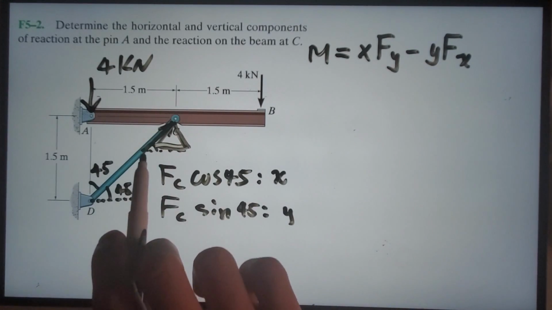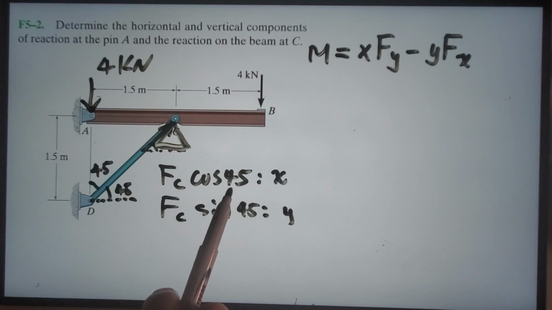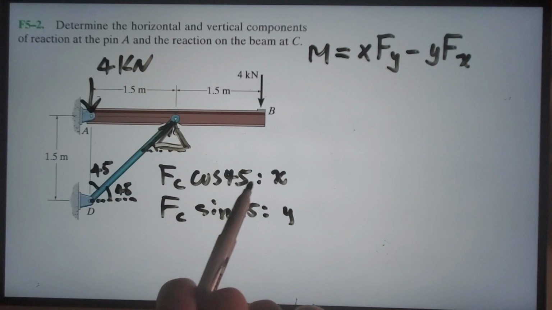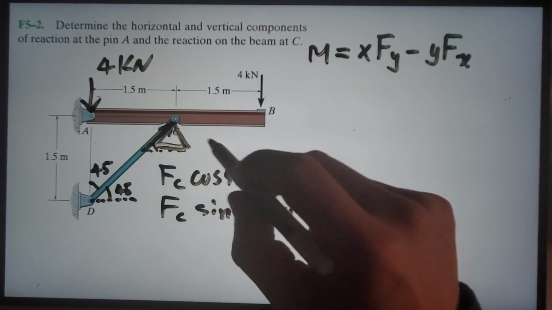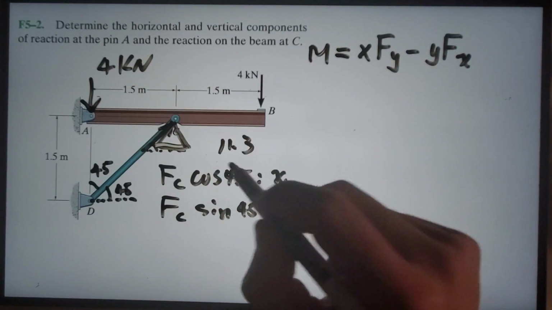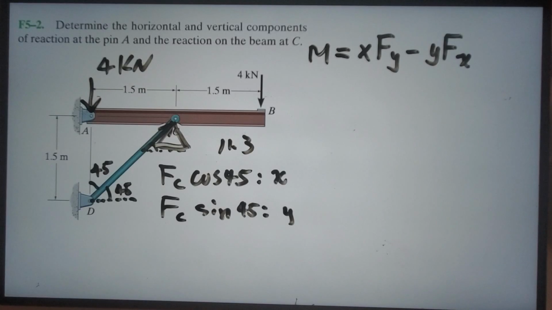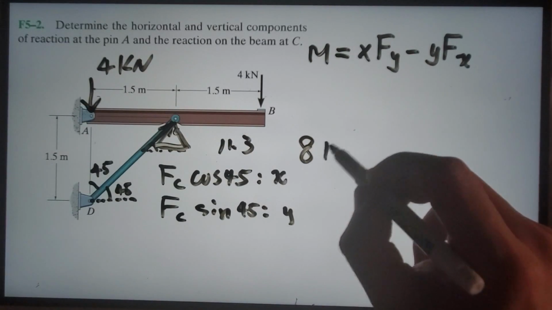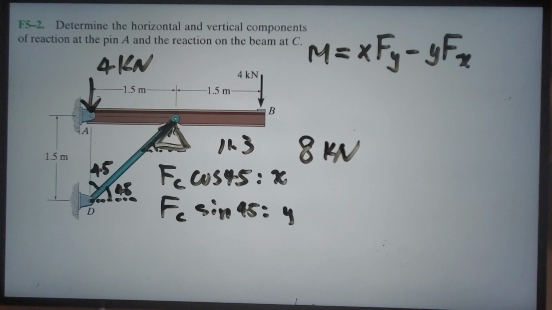Okay, so over here I have a force going in the x direction. Before, what we calculated, the force was 11.3. So in the x direction, it will be 11.3 times sine of 45. So it will be about 8 kilonewton. That is in the x direction.